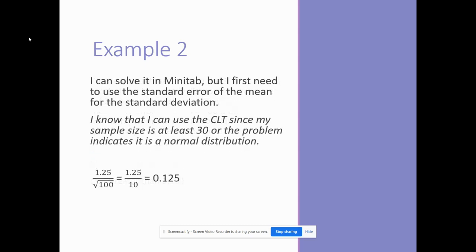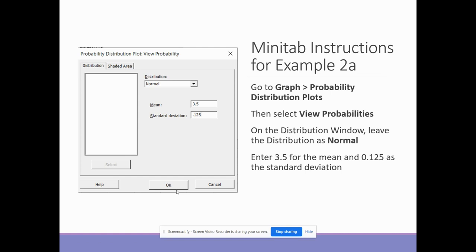Okay, so let's remember what we have to do. Because it gave me that sample size, I have to do something different. The mean is going to stay that 3.5 we talked about, but now the standard error of the mean, the standard deviation, will change. It's that 1.25 divided by the square root of 100, and that gives me 0.125. All right, so let's show how to do this in Minitab, and we'll keep going.